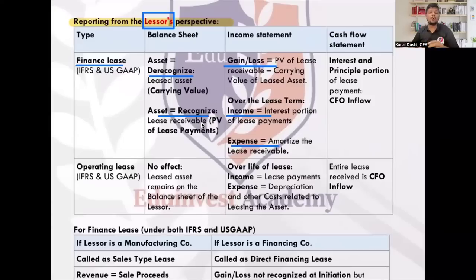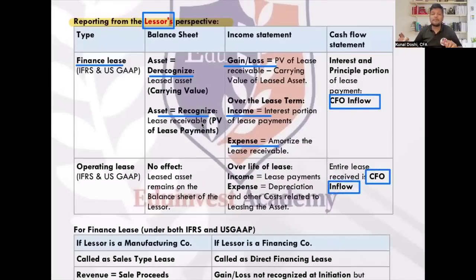And in the cash flow, this is the business for the lessor. So all the money in the form of lease that the lessor gets is a CFO inflow, for finance lease or for operating lease. It's an operating cash flow inflow because this is the business for the lessor. In finance lease, the lessor is going to give away the asset. The treatment of finance and operating lease is the same under IFRS and US GAAP.